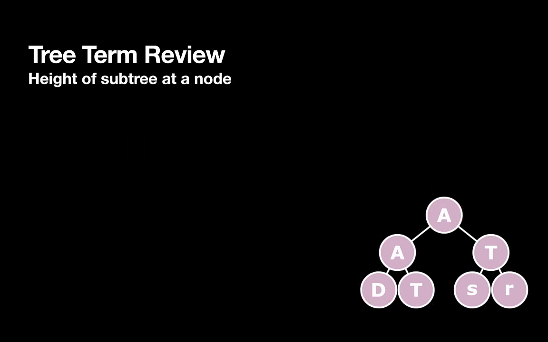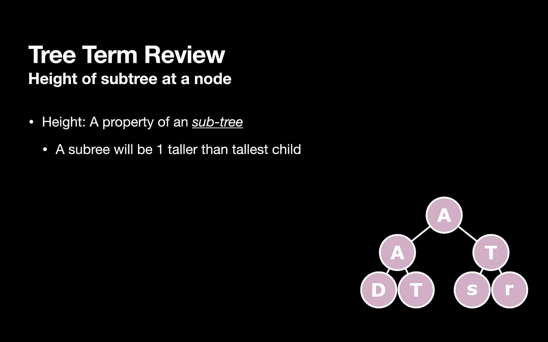Okay, so in this unit, we're concerned about balancing subtrees, and we're interested in the subtree height, so the height of a subtree at a particular node. This is a property of a particular subtree. A subtree will be one taller than its tallest child. What I mean by that is we can actually figure out the height of a particular subtree. If I'm interested in the tree starting at A, I can think of the two subtrees to its left and its right, and A's height will be one taller than whichever of those subtrees is the tallest.